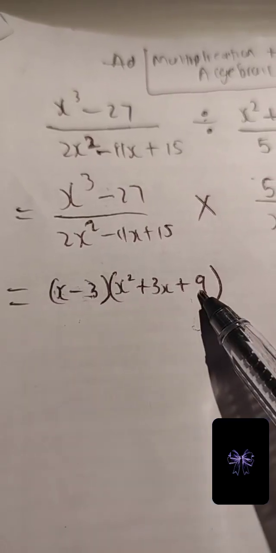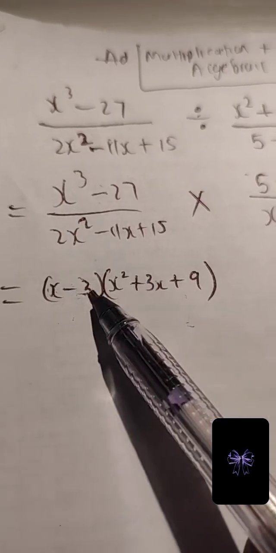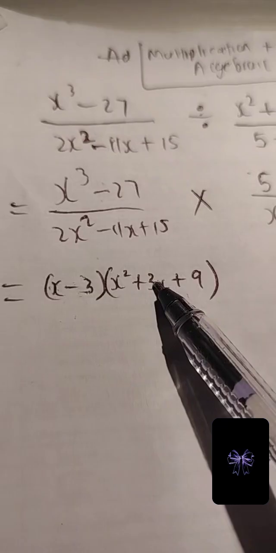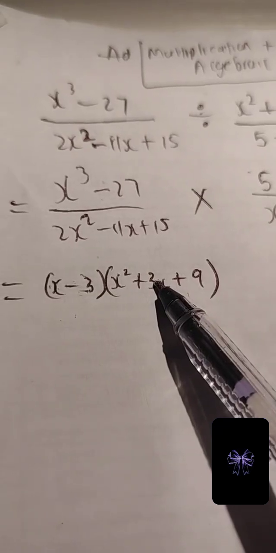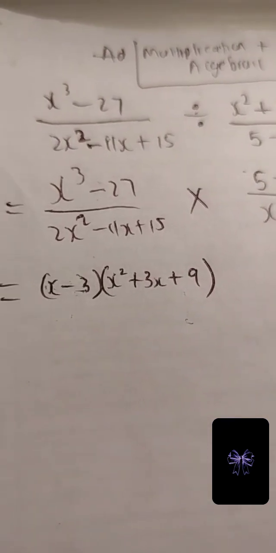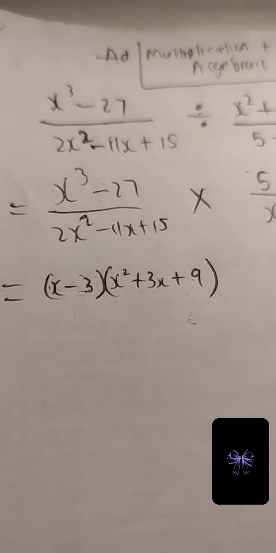And then where do you get 9? You square the 3. So you square the last term in the first bracket. Where do you get 3x? You multiply x by 3, so you multiply this x and this 3, ignoring the sign. How did you know that the signs here are positive, positive?